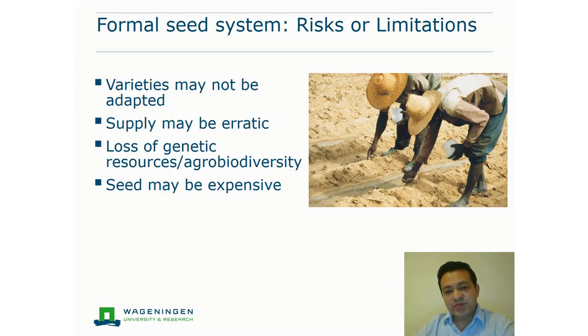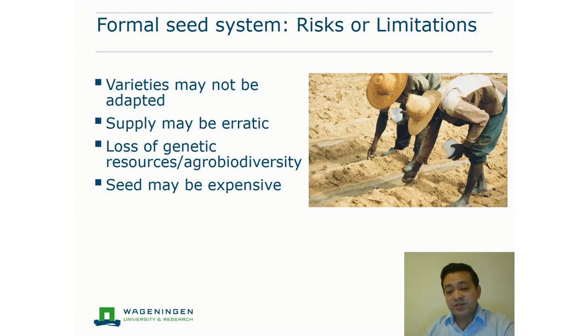However, formal seed systems do have some risks or limitations. For example, varieties may not be adapted when they reach the farmer's field. The seed supply may be erratic. Sometimes seed reaches the farmers after the planting season is over, because the supply systems and certification systems may all delay the supply. Another important aspect is that when a few improved varieties replace the existing local crop diversity, there is a loss of genetic resources. We all know the whole issue of the green revolution and how it impacted the loss of existing genetic resources.